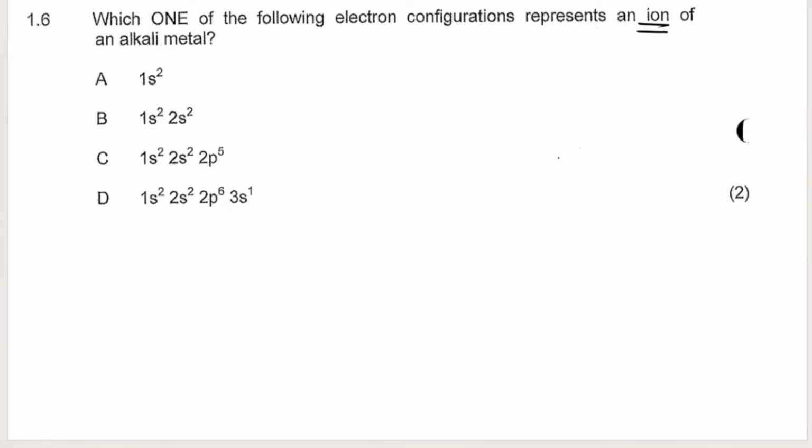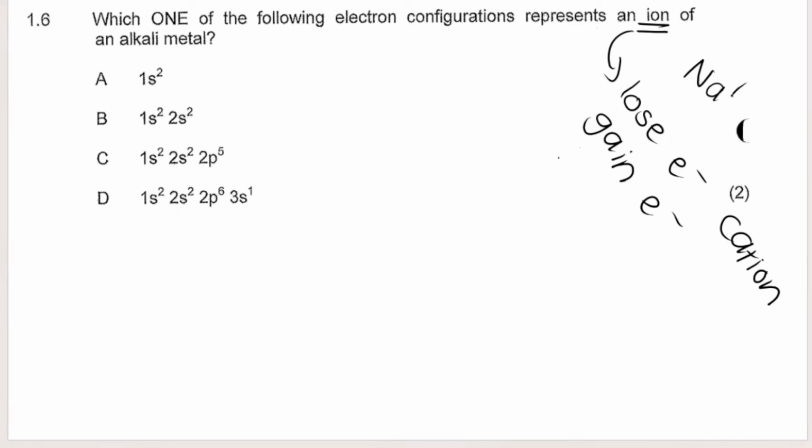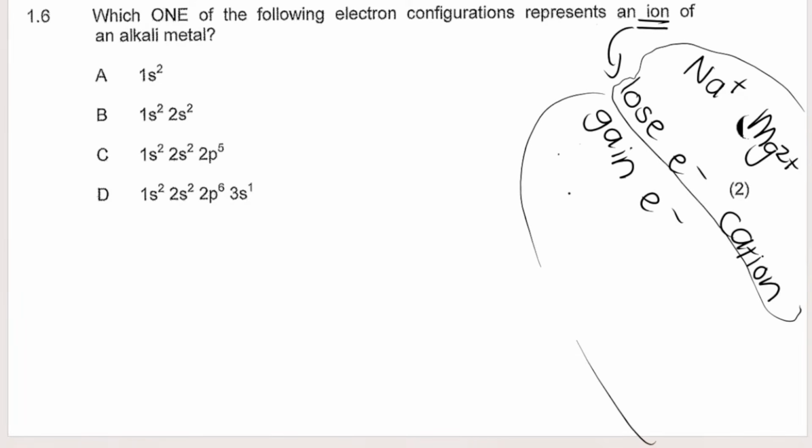And my last question, which one of the following electron configurations represents an ion of an alkali metal? Now remember, an ion is formed when we lose electrons or when we gain electrons. If we lose electrons, we're going to form a cation, a positive ion. So for example, Na+ or Mg2+. That is if we lose electrons. If we gain electrons, we're going to form an anion. Negative ions, anions make you cry, onions make you cry. So for example, the chloride ion or the oxide ion.